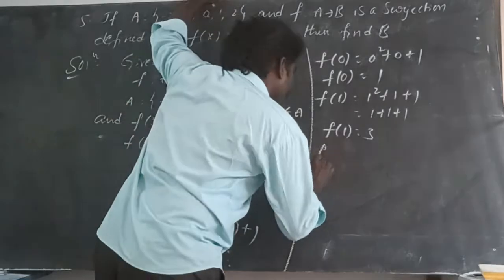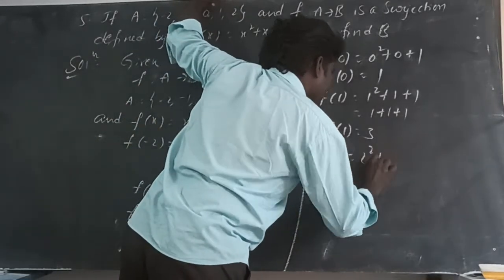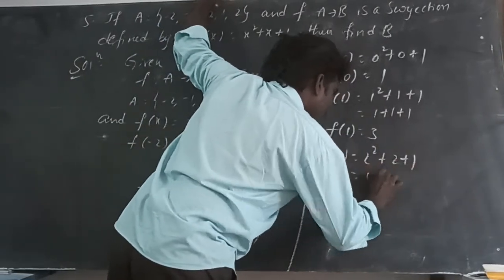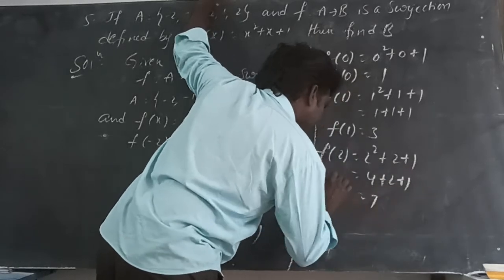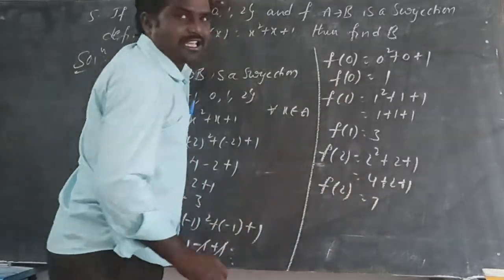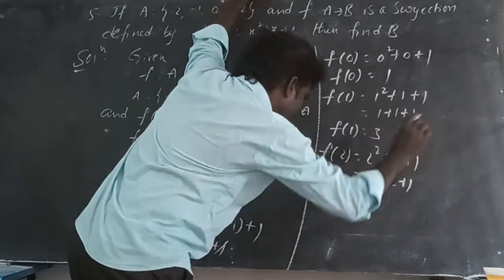Next, f of 2, so that is 2 square plus 2 plus 1, that is equal to 4 plus 2 plus 1, that is equal to 7. The mapping element of 2 is 7. Okay, so that is here.